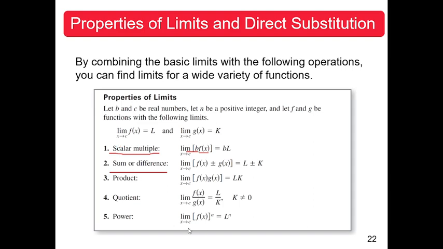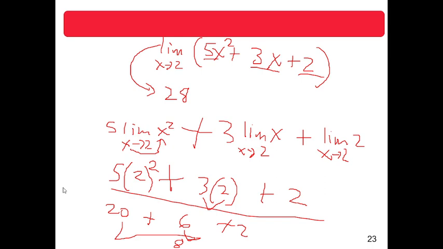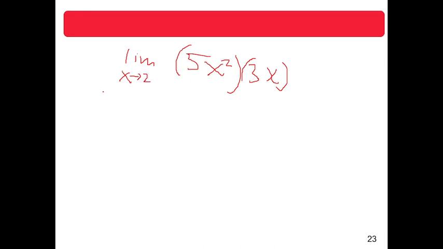So how about the next property, Sir Jai? The next property is the product. For example, you have 5x squared multiplied by 3x. So from your 3x that is being multiplied, this is your function. As your function will be set up with the limit as x approaches 2, that will become 5 limit.